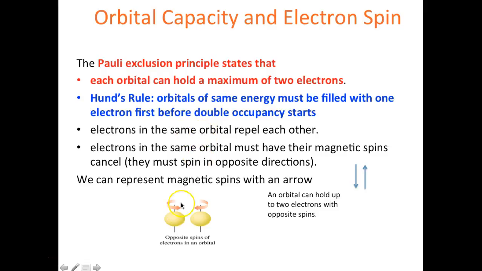If they are aligned in the same direction, they would repel each other. Therefore, they have to be aligned in opposite directions, with opposite spins. This is called the magnetic spin, or the magnetic spin quantum number, to be more precise. Electrons are represented as arrows because it's easier to show the alignment, so opposite spins means one arrow pointing downwards and another pointing upwards.